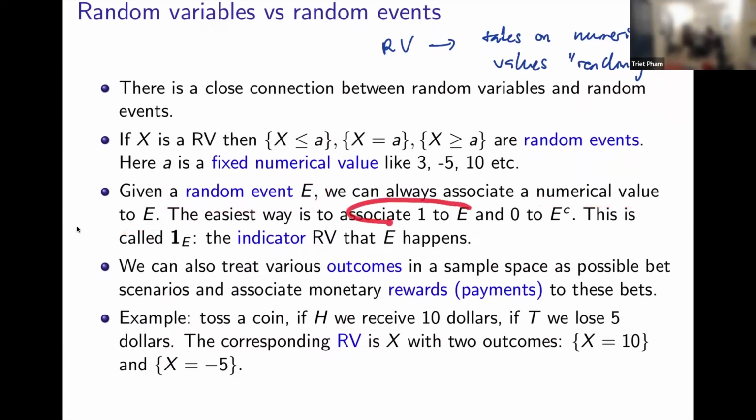And the easiest way is to say that I assign 1 to the event E and 0 to the event E complement. Meaning I have a random variable that takes on value 1 if E happens, and 0 if E does not happen. This will be called a Bernoulli random variable that we'll look at in the next lecture.